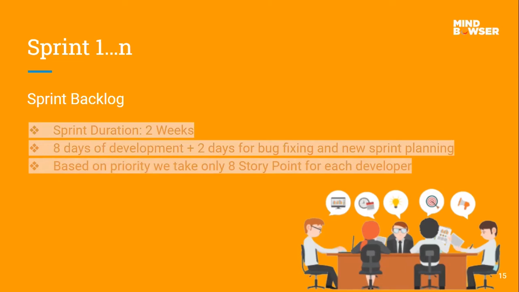We take items based on the priority we have, and we try to skip everything else. We do not keep anything beyond the development time we have chosen. For example, 8 days here, so we don't go beyond it. We keep whatever we think we can complete in 8 days of development. That's all we keep.